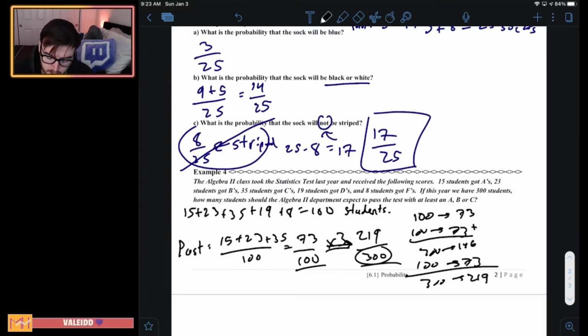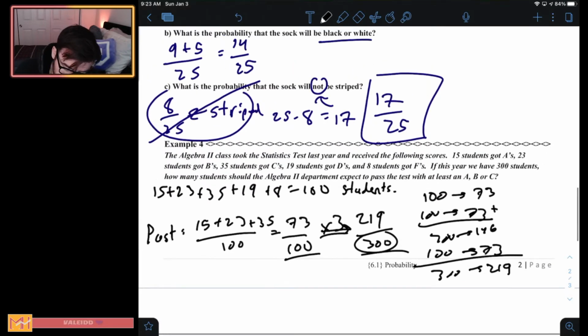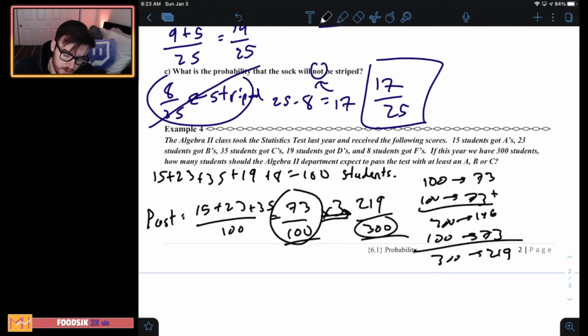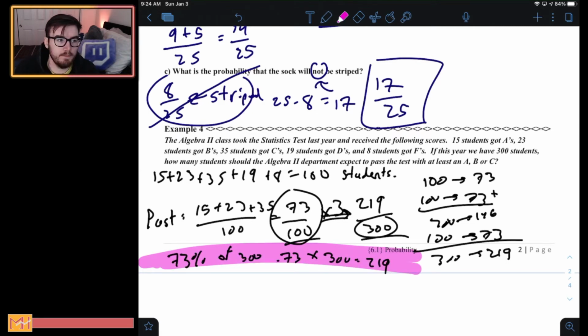That's kind of what I'm imagining here. Does that make sense? Here's another way to think of it, and then the video's over. If 73 out of 100 did it, that's 73%. Well, what's 73% of 300? 0.73 times 300 is 219. That's another great way to think about it. Right? And maybe that's something you're more comfortable with, right? If you're a fan of percentages, then you might like that.